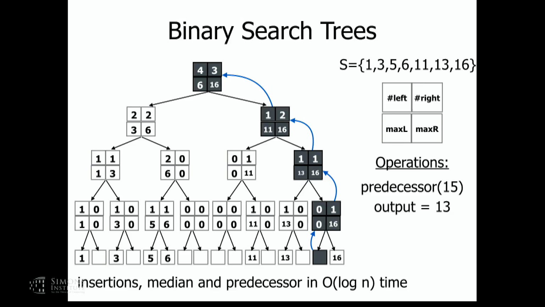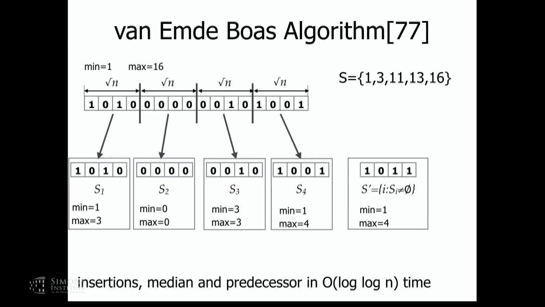Okay, and the next question to ask is, is log n the best, or can you do any better? There's this very nice data structure due to van Emde Boas that performs all these operations in order log log n time.